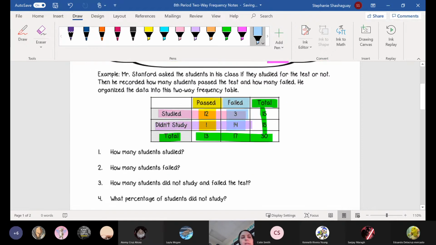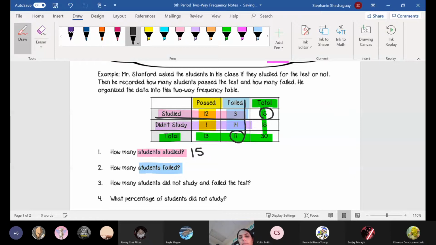Now, how many students studied? Well, I'm looking at this row. In total, the number of students who studied was 15. How many students failed? Now we're going to look at the number of students that failed. Failed is this column, and the total number of students that failed is 17.